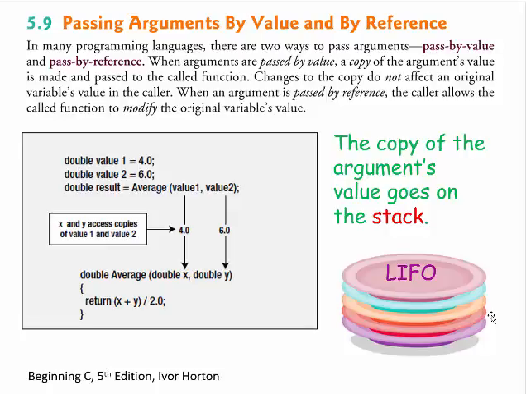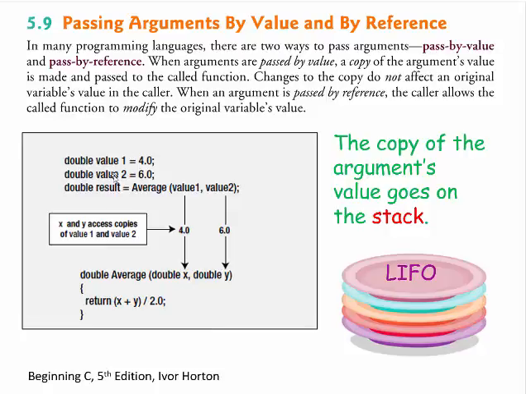So passing by reference is kind of a dangerous thing to do, because it allows this calling function to modify the value of a variable somewhere outside this function. Like it could allow this function down here to modify the value of value 1. This is a dangerous thing in programming. You don't want to do that.